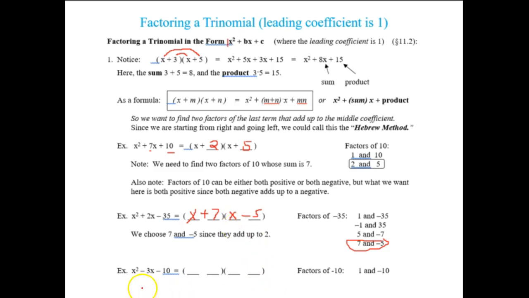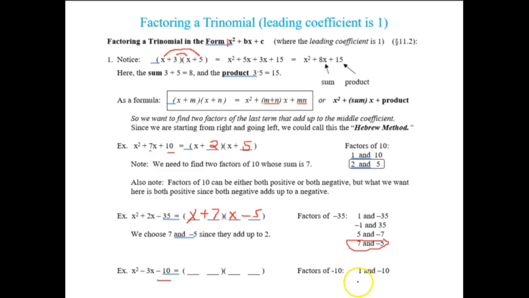Okay, in the next example, we have negative 10 for our last term, not positive 10, but negative 10. So you know that we've got to have one positive and one negative. All right? And so we're looking for the factors of negative 10 that add up to negative 3.